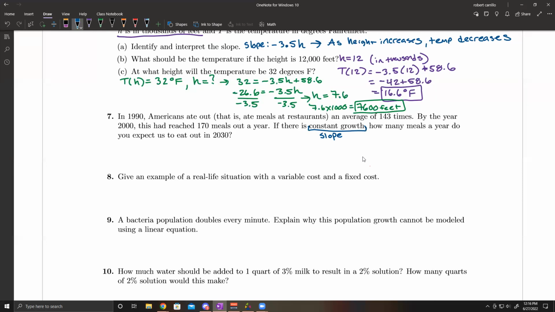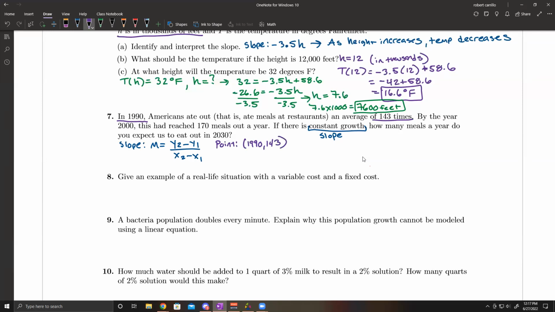So remember from last week, we learned that slope was given by m equals y2 minus y1 over x2 minus x1. And in order to find slope, we have to be given 2 points, which we have. Our 2 points here are that in 1990, Americans went to restaurants 143 times. So there's our first point.